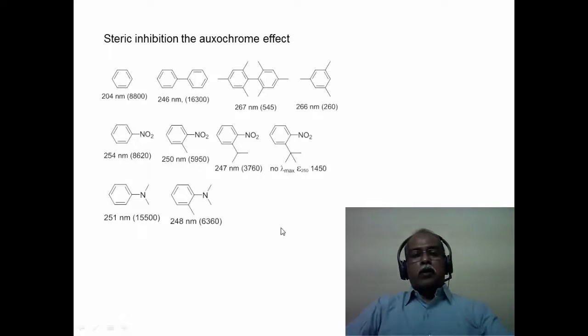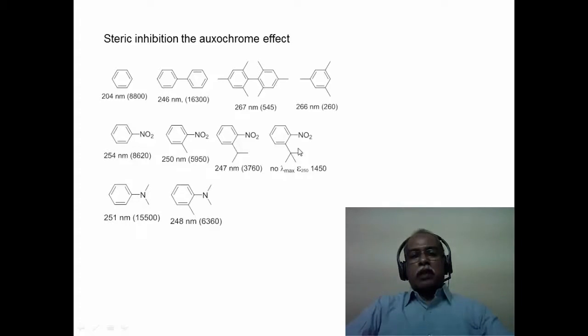Now, when you have an isopropyl group, that is an even bulkier group, which puts the NO2 out of plane with respect to the aromatic ring. The auxochrome effect will be felt only if the NO2 is in plane with the aromatic system for the electron withdrawing effect to take place. If the dihedral angle between the nitro group and the plane of the benzene ring is different, then the effect will not be felt. In fact, the effect is diminished, 250 to 247 nanometer.